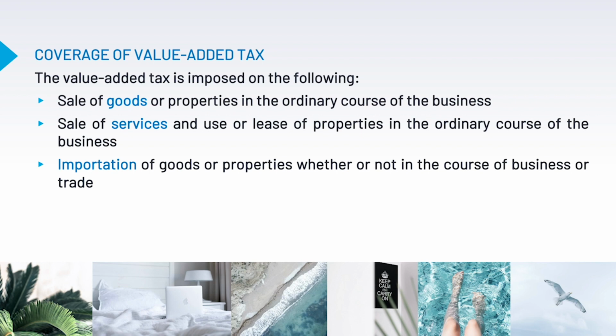So, this time, we will discuss the coverage of value added tax. Okay. The value added tax is imposed on the following. Number 1, sale of goods or properties in the ordinary course of business. So the keyword here is the ordinary course of business, sale of goods or properties. And number 2, sale of services and use or lease of properties in the ordinary course of business.